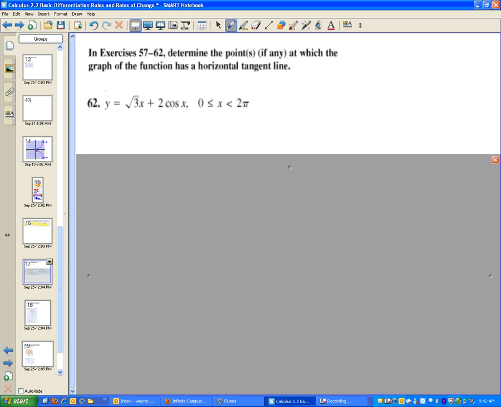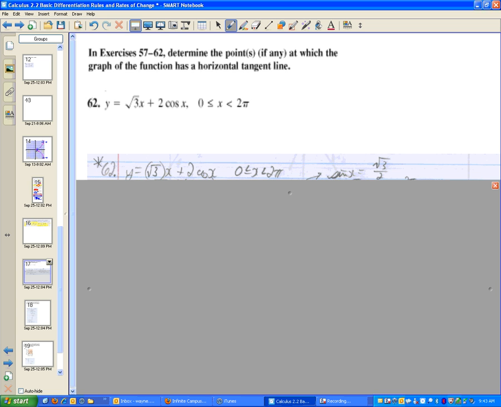What's the slope of a horizontal line? 0. So we need to find the derivative, because that's the slope of the tangent line. And what does the derivative need to equal? 0. And that'll tell us where we have a horizontal tangent line. So on 62, we start off with y equals, and I don't really like their notation there. That square root of 3x, the x is not supposed to be under the radical. So I probably would have written it as x square root of 3, but the x is not under the radical. Plus 2 cosine of x, and they give us an interval from 0 to 2 pi.